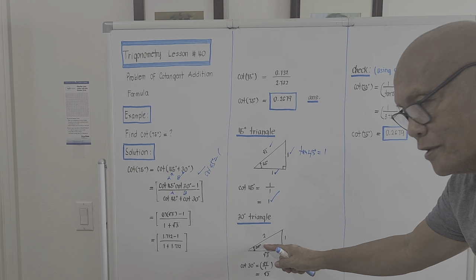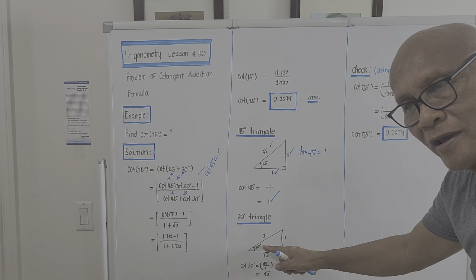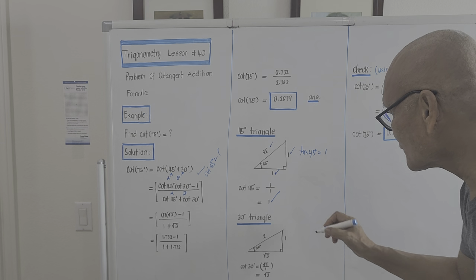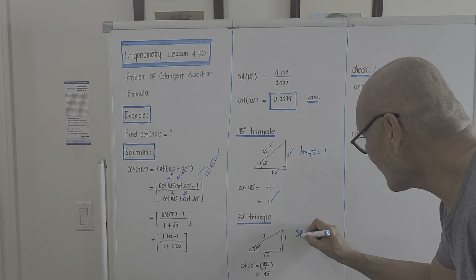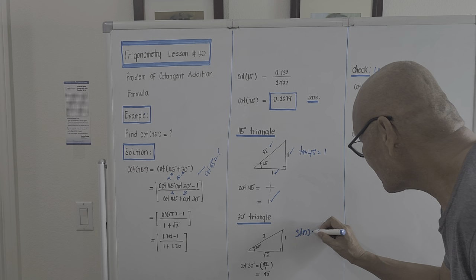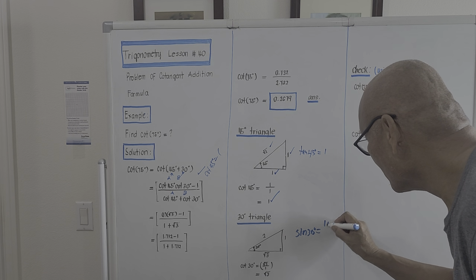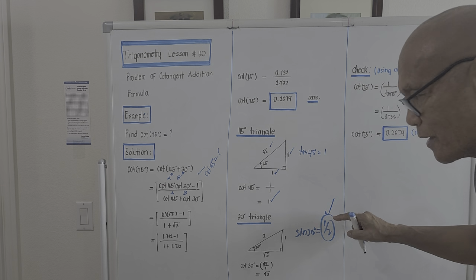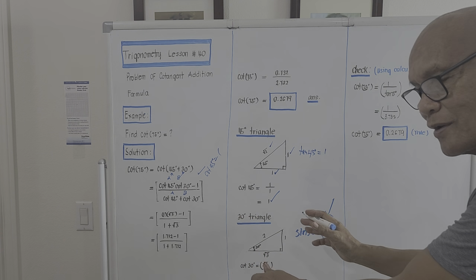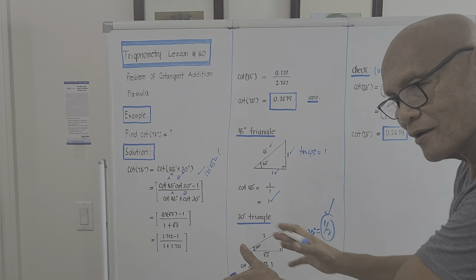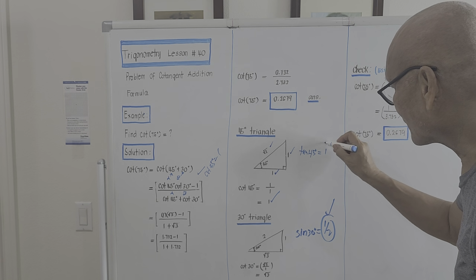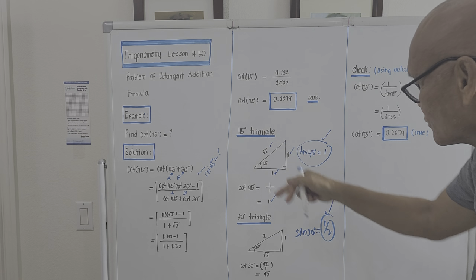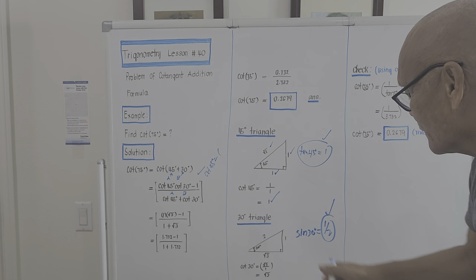Sine is actually opposite over hypotenuse. So the sine of 30 degrees is equal to 1/2. This is just the value we need to memorize to bring out the different values of a 30 degree angle, even the 45 degrees. Just memorize this, you could bring out this one.